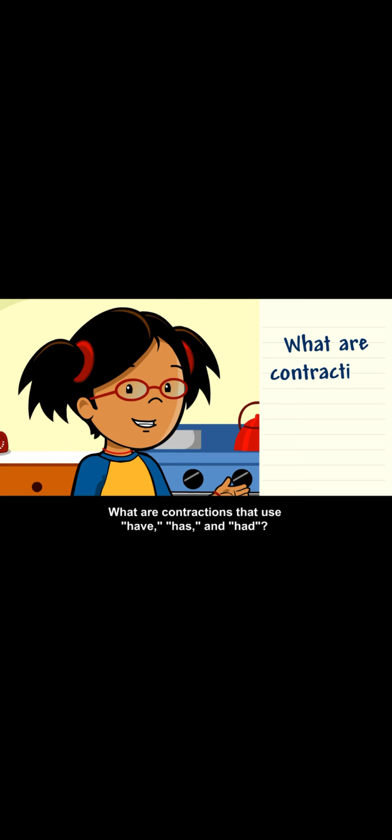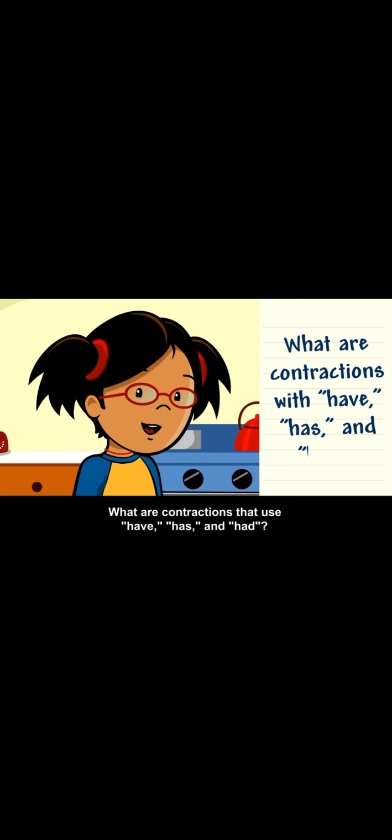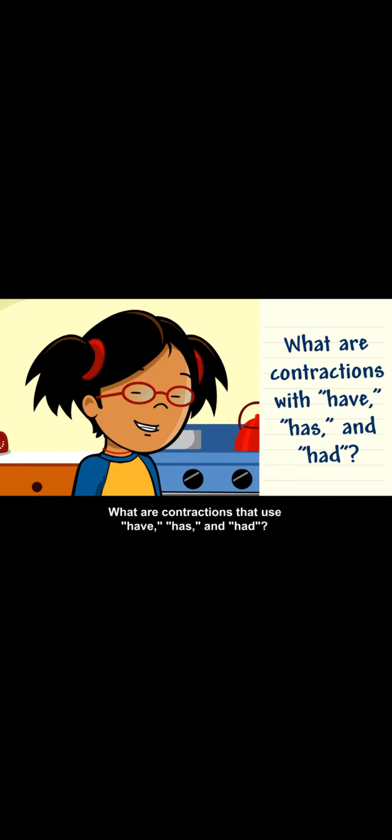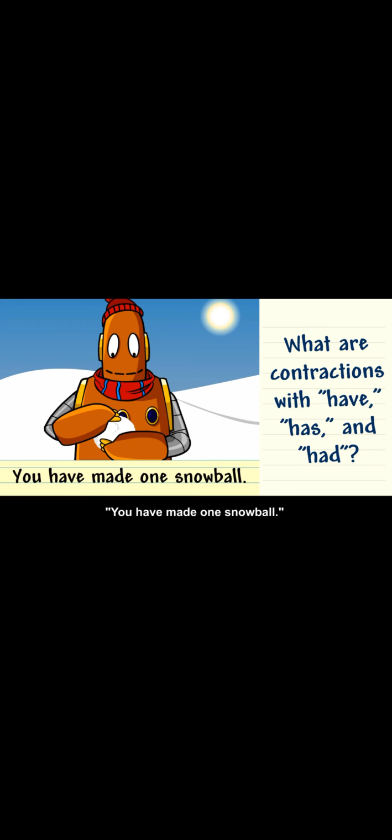What are contractions that use have, has, and had? You have made one snowball. You can turn you have into a contraction. Combine the words, drop the letters HA, and add an apostrophe to form you've. You've made one snowball.